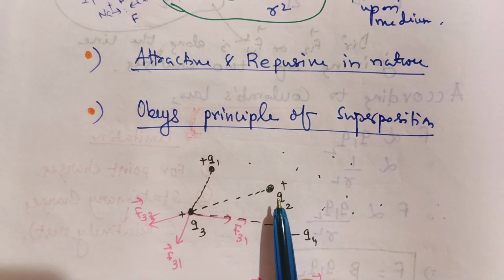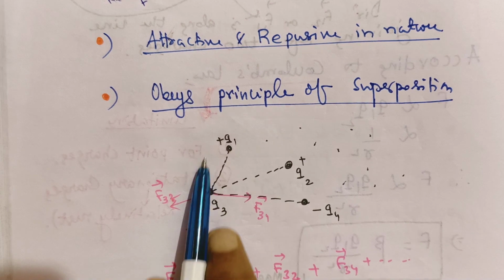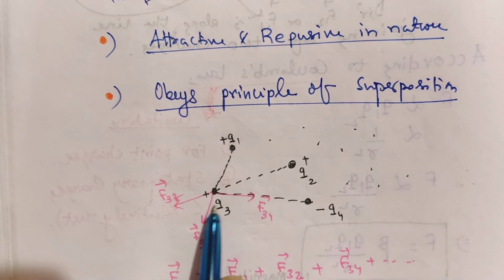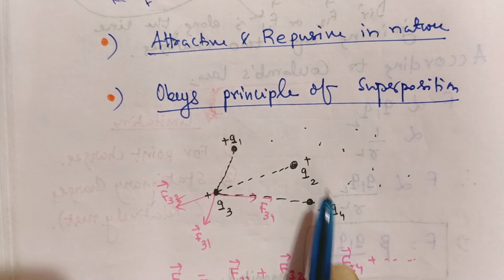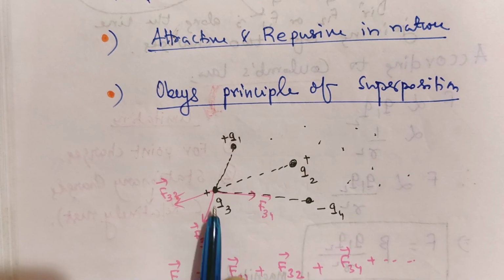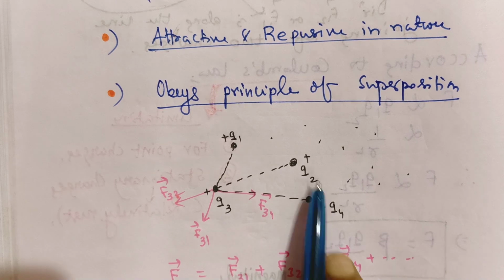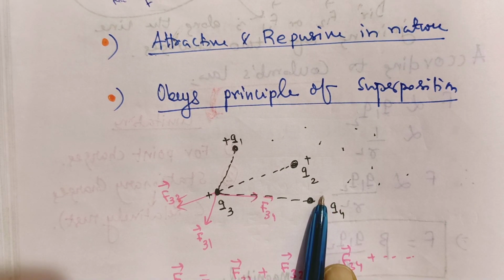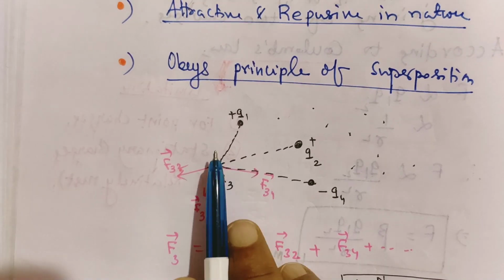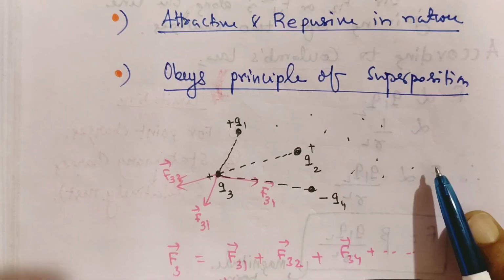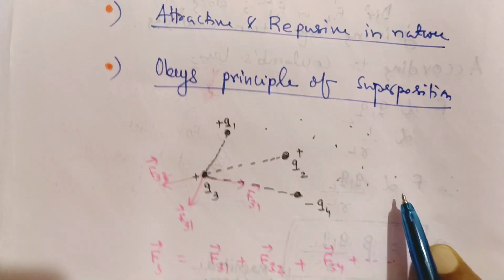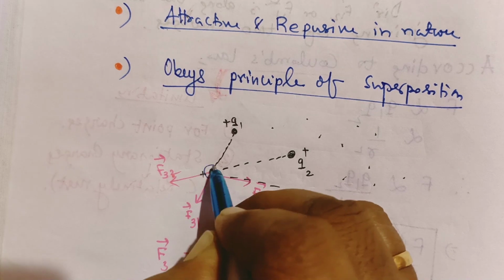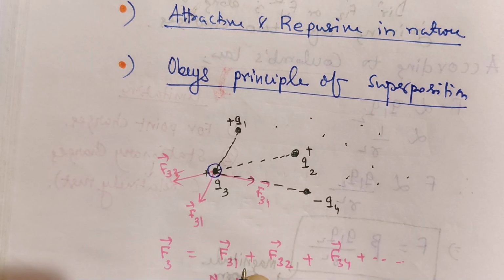I am just giving an example here. There are so many charges here, marked by black dots. One is Q1, one is Q2, one is Q3 and one is Q4, and other charges are also there, which we have not mentioned here. Now our problem is that we have to calculate the total electrostatic force, meaning the vector sum, acting on this charge. How can we calculate it?